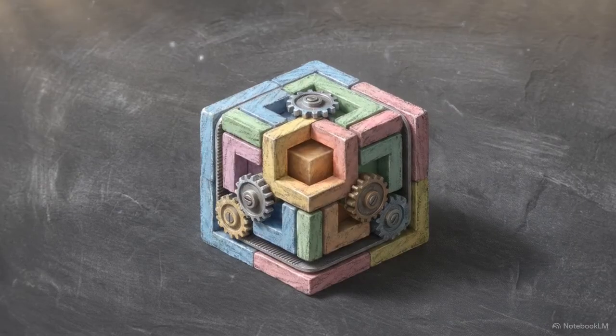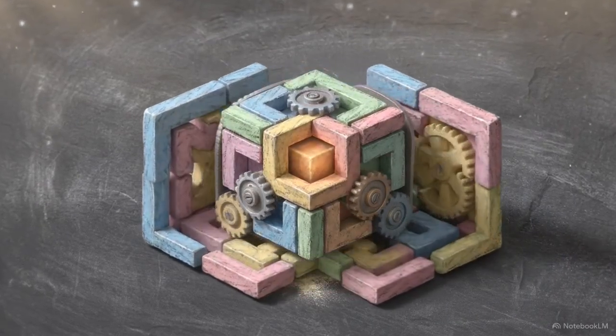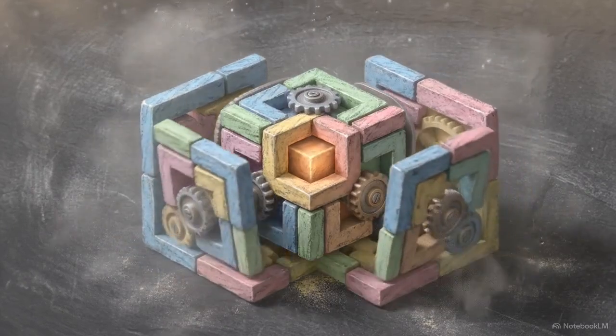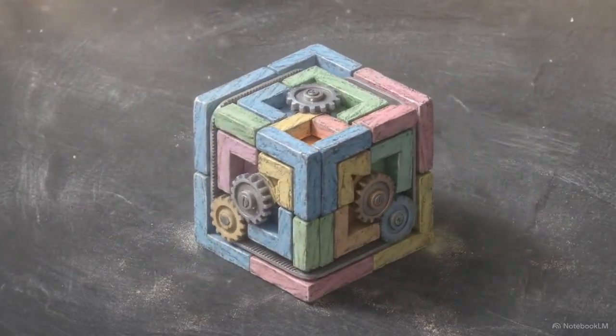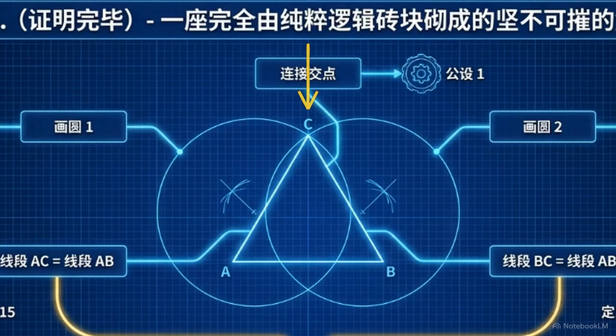This is how deductive logic works. It doesn't look for answers. It creates interlocking environments that force the correct answer to exist. We connect points C to A and B.